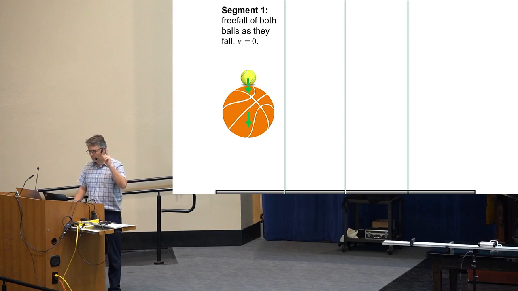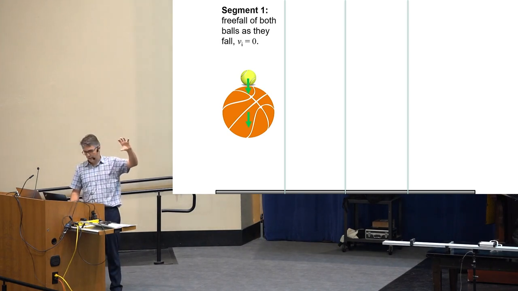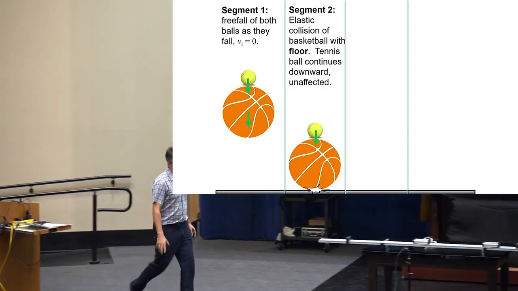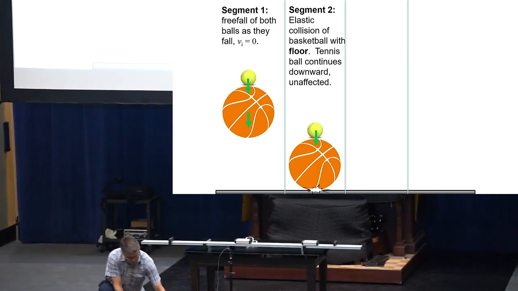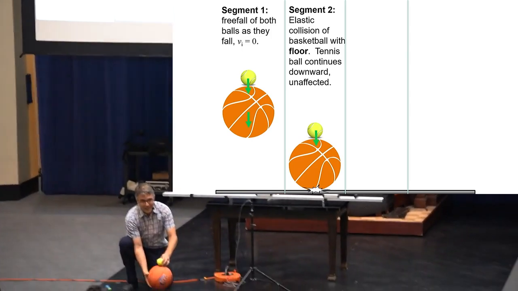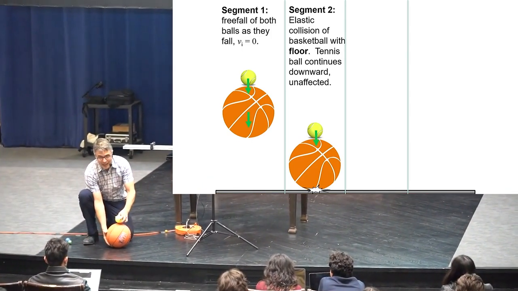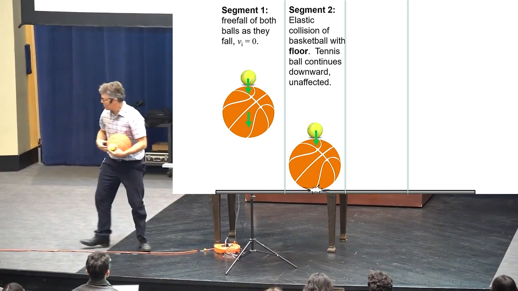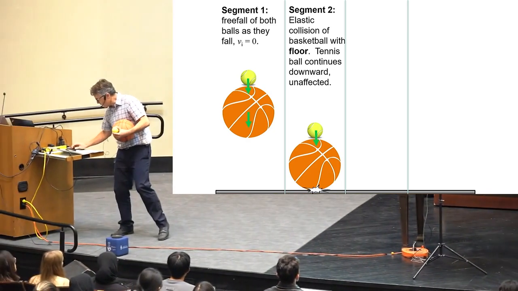So the way you do it, segment 1 is free fall. They both fall together, and I can imagine maybe there's a tiny little gap between them as they're falling. Segment 2 is that there's an elastic collision of the basketball with the floor. The way I like to do it is I think of it as the tennis ball doesn't know quite yet that the basketball has hit because of that little gap. Then the basketball is going up. And then segment 3 is that it's going to hit the tennis ball.